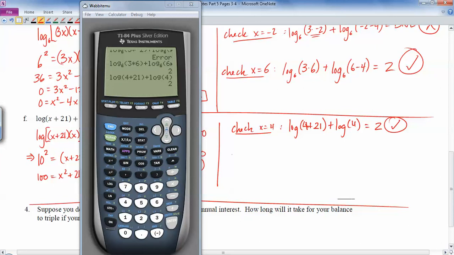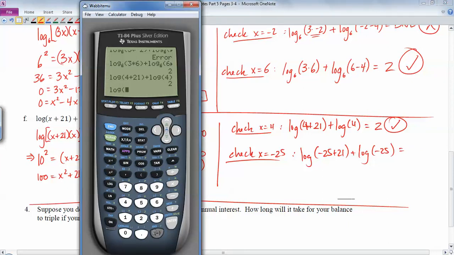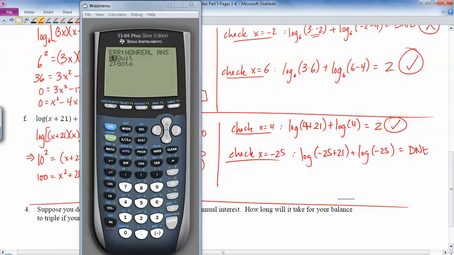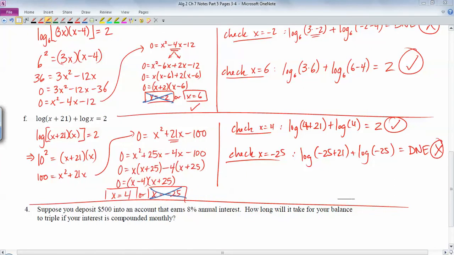So that answer works. And if we check the other answer, which was negative 25, then I've got log of negative 25 plus 21 plus log negative 25. And we will get non-real answers. Does not exist. So I'm going to come over here and I'm going to cross off the negative 25.